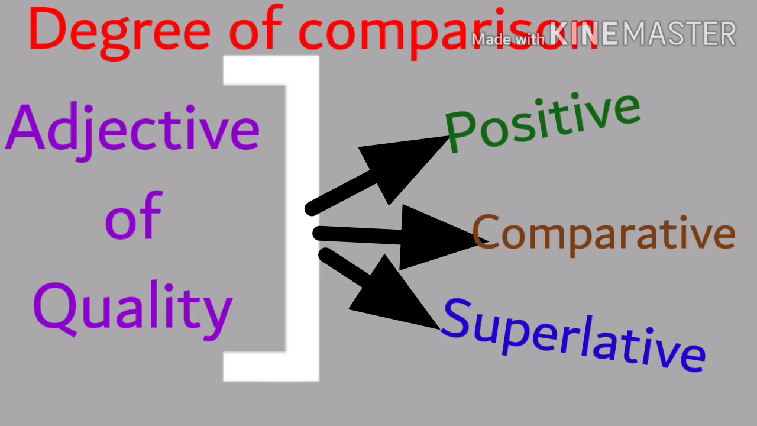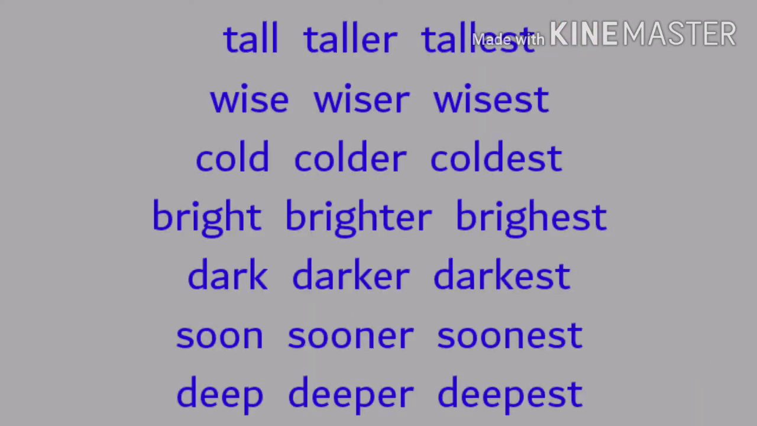Okay. Here are a few examples. Tall, positive degree. Taller, comparative. Tallest, superlative degree. Like that. Wise, wiser, wisest. Cold, colder, coldest. Bright, brighter, brightest. Dark, darker, darkest. Soon, sooner, soonest. Deep, deeper, deepest.